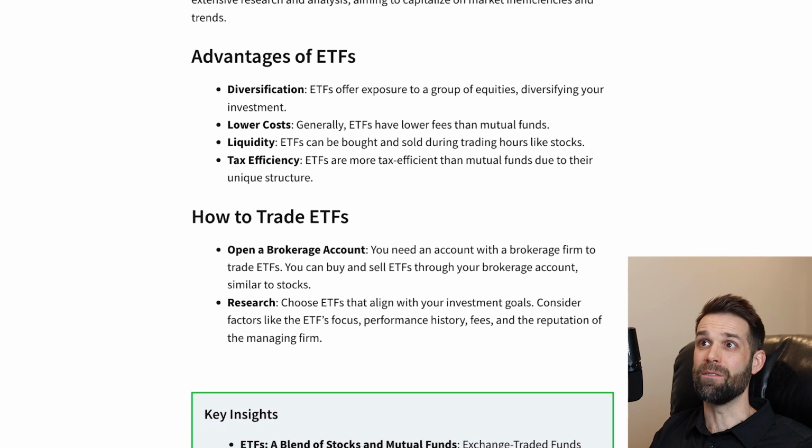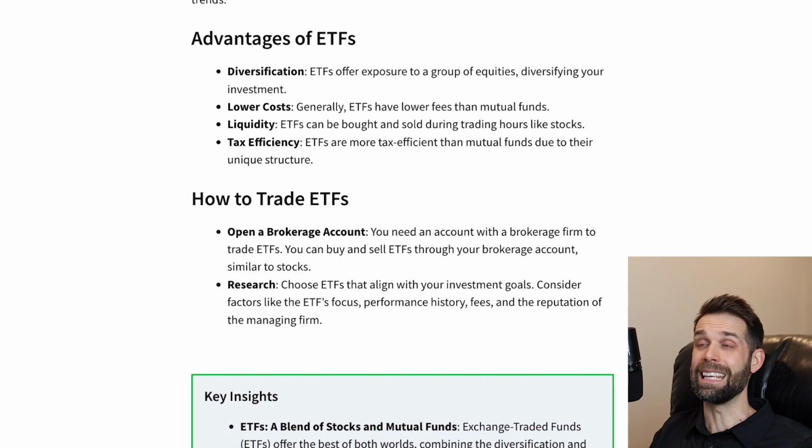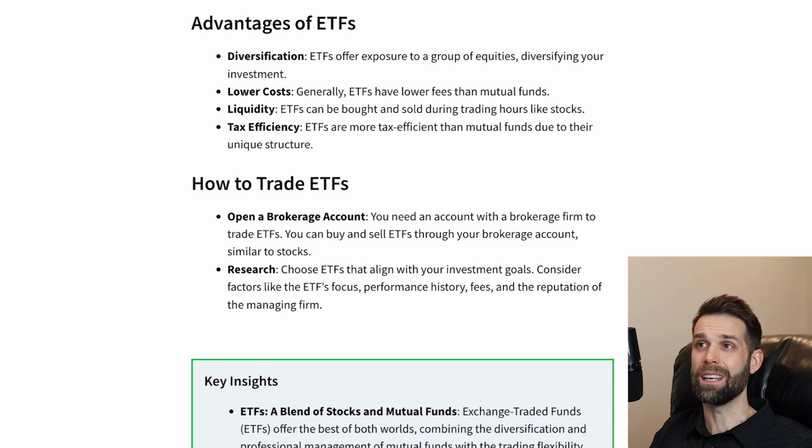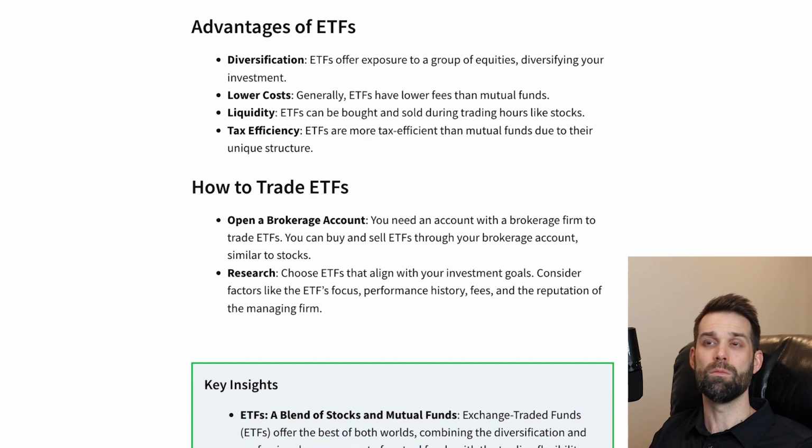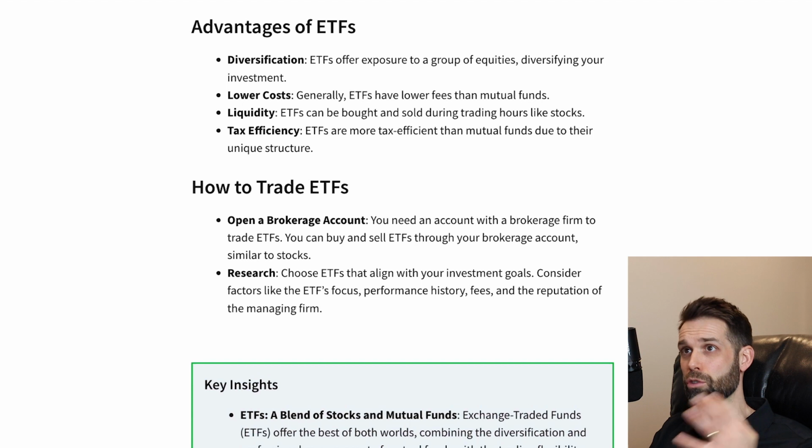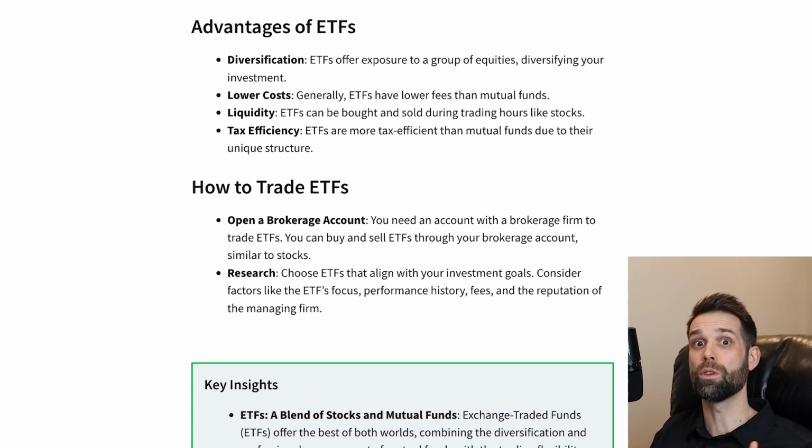Now, there are some advantages of ETFs. The first one is diversification. What type of investor you might be will really depend on your knowledge of the markets. Many people that don't have a great knowledge lean towards diversification, and it's a very easy way to get exposure to a group of equities instead of just investing in one stock or one company. So diversifying your investment is very easily done through ETFs.